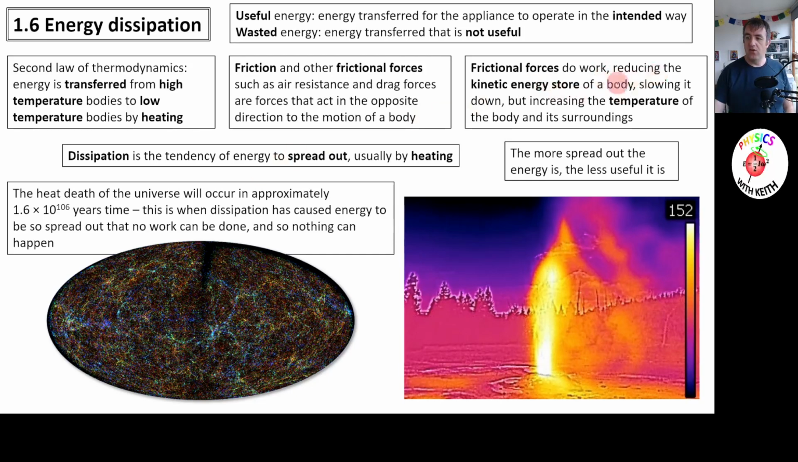So frictional forces do work to reduce kinetic energy. They always reduce kinetic energy stores in a body. And that will always cause an increase in temperature of the surroundings. So we've got this lovely picture on the bottom right. This is a geyser, I think this is Yellowstone National Park, spewing hot water out. And we can use that hot water for whatever we want to use it for.